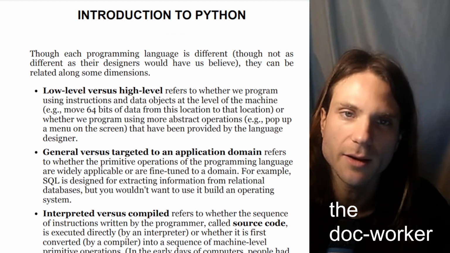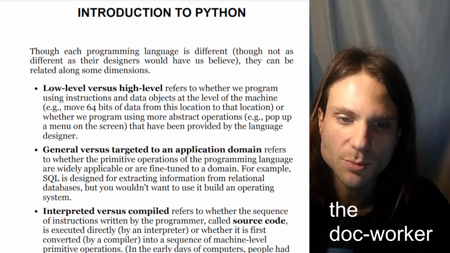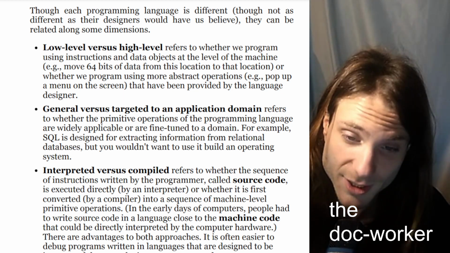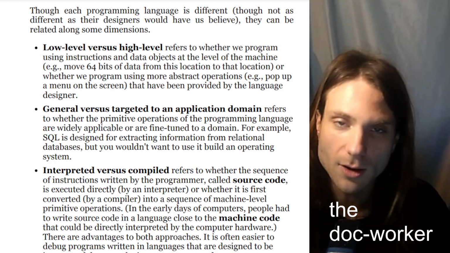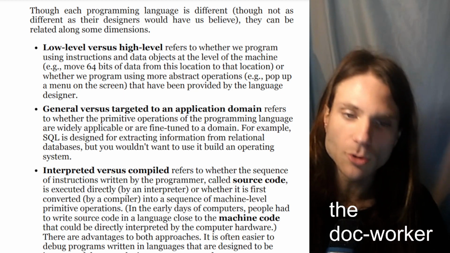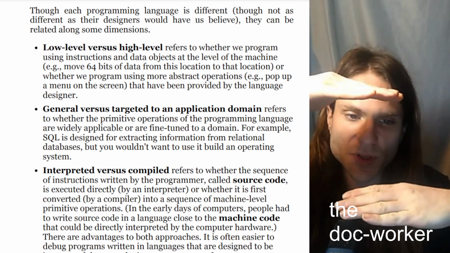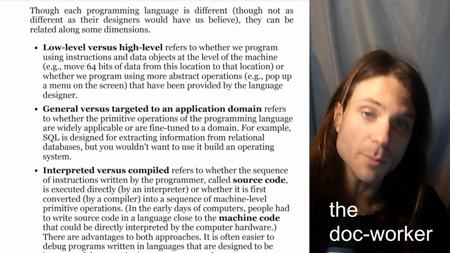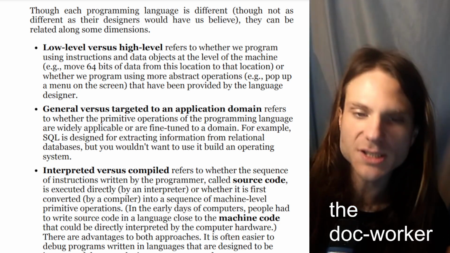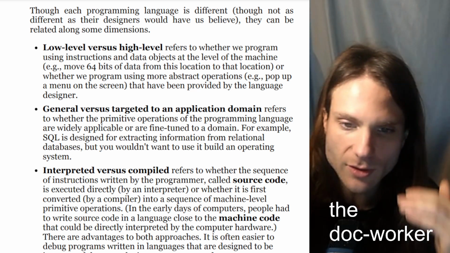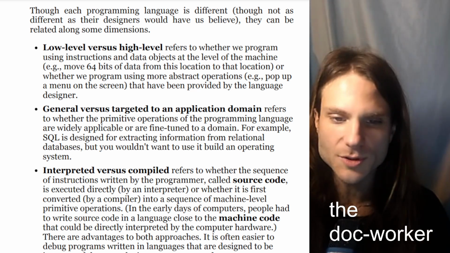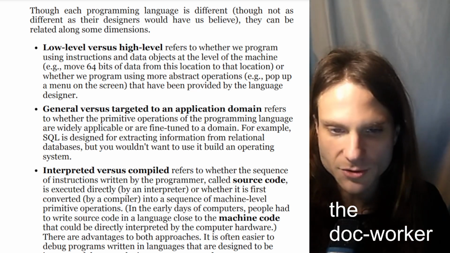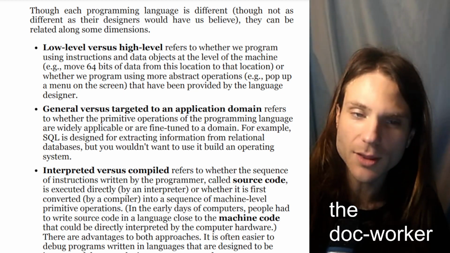Introduction to Python. Though each programming language is different, though not as different as their designers would have us believe, they can be related along some dimensions. Low level versus high level refers to whether we program using instructions and data objects at the level of the machine, such as move 64 bits of data from this location to that location, or whether we program using more abstract operations, such as pop up a menu on the screen, that have been provided by the language designer.